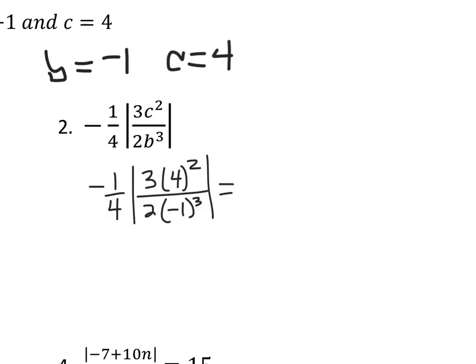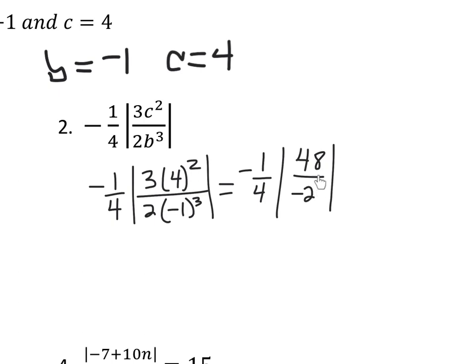Alright, so you can see I have substituted in the -1 right here for B, and I substituted in the 4 where C is, so we have 4 squared. And now I'm going to simplify the fraction that's inside the absolute value bars, and that will be my next step. So when I simplify what I have inside my absolute value bars, this right here becomes 48 over -2.